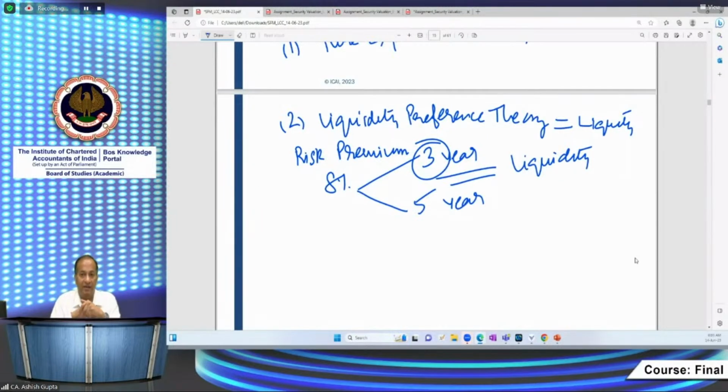So students, please note that if the bond investor is asked to invest for 5 years, he will expect some liquidity risk premium for these 2 years. So this is the basis of that theory.